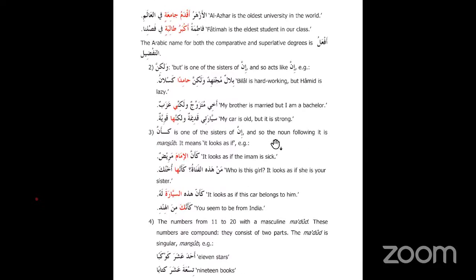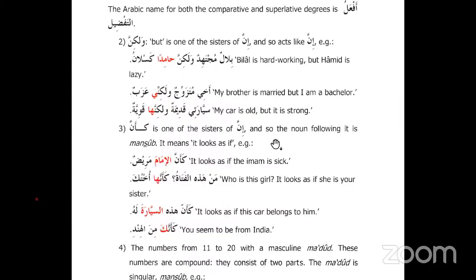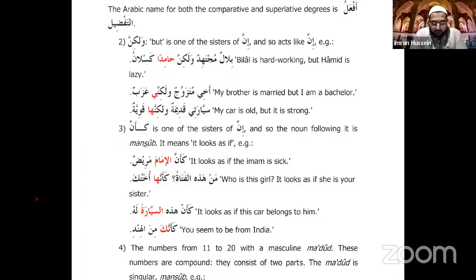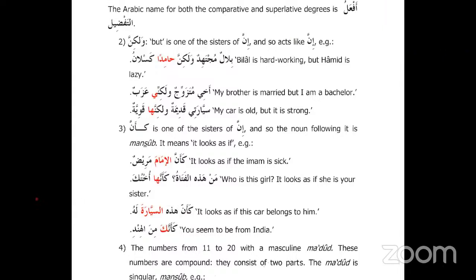Lakinna is one of the sisters of inna and so acts like inna. Example, Bilalun mujtahidun walakinna hamidan kaslanu. Bilal is hardworking, but Hamid is lazy. Akhi mutazawwijun walakinni azabun. My brother is married, but I am a bachelor. Sayyarati qadimatun walakinnaha qawiyyatun. My car is old, but it is strong. Do you want me to continue?